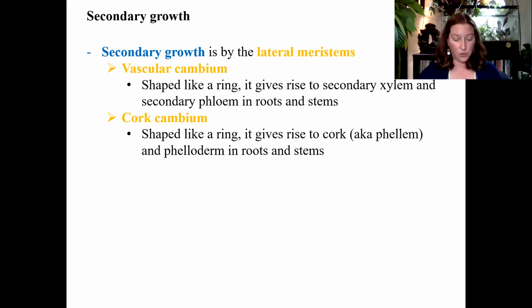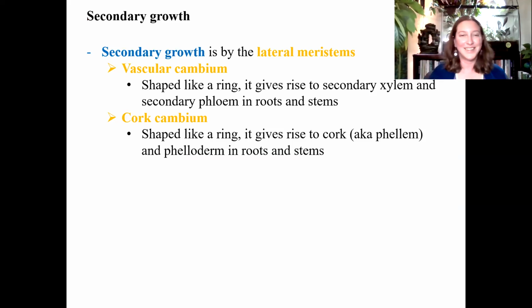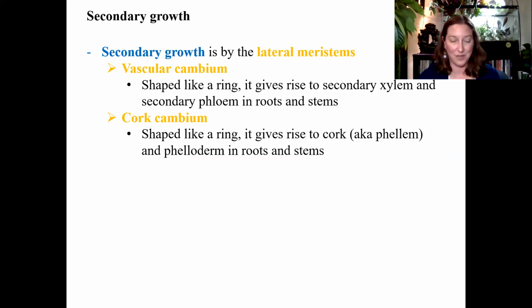And phylloderm in the roots and stems. And you might notice that leaves are absent here, right? No secondary growth in leaves. That's because leaves only do primary growth, right? You'll never have a woody leaf. Leaves just need to get long, they don't need to get thick. Yeah, there's probably some exceptions out there because there's so many plants, but yeah.